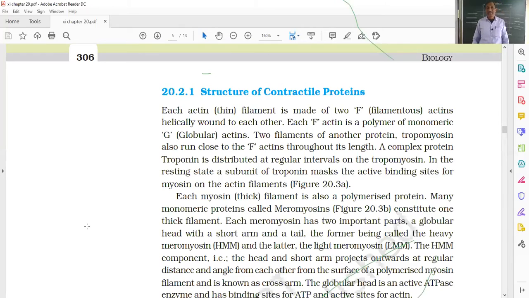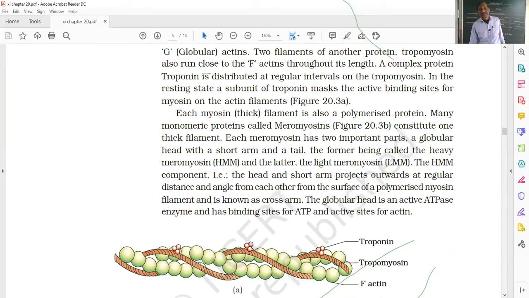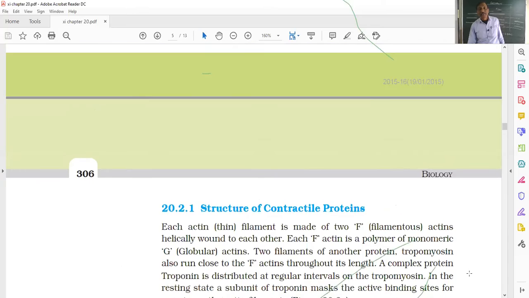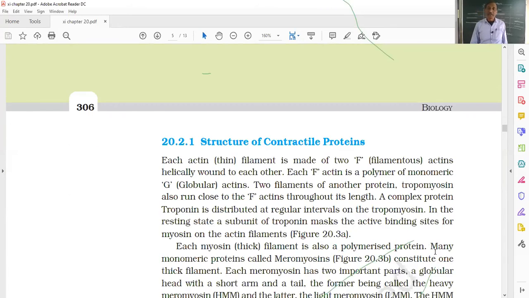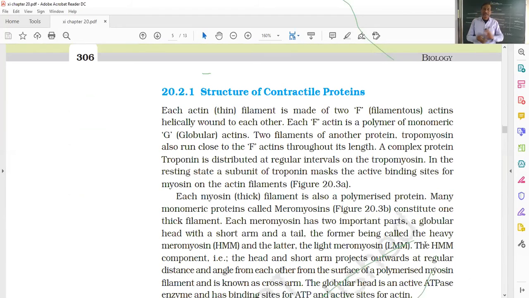So now let us see that each actin filament, this thin one, is made up of two F filamentous actin. These F filamentous actin are globular proteins which are helically woven with each other. If you look at the diagram, these green color filaments are woven on one another helically, spirally, just like coiling on one another. These are F actin. Here you can see F actin, which are two in number, and they are helically interwoven.